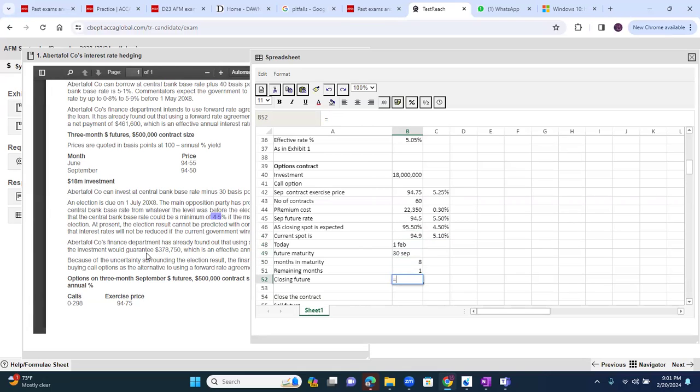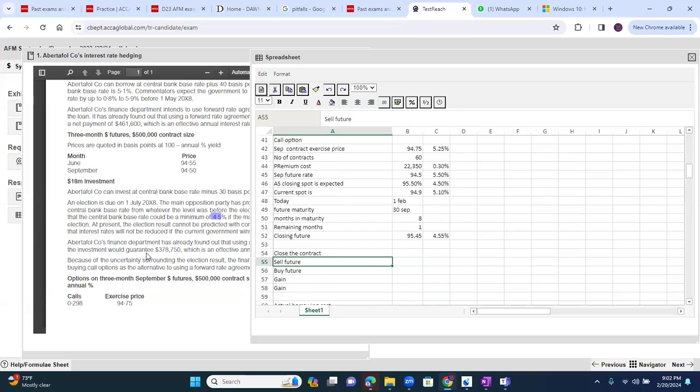What is the closing spot? 95.5 plus bracket start, opening future 94.5 minus current spot 94.9, into remaining months divided by total months, gives 95.45. Or in this way: the closing spot is 4.5 plus bracket start, the opening future 5.5 minus the current spot 5.1, into remaining months divided by total months, gives 4.55.